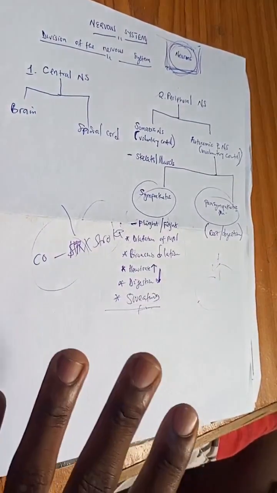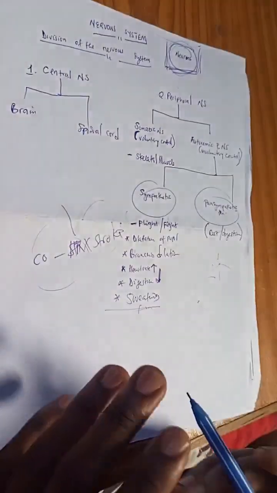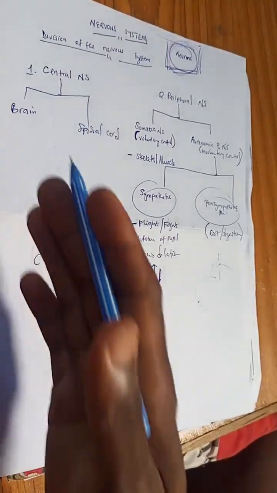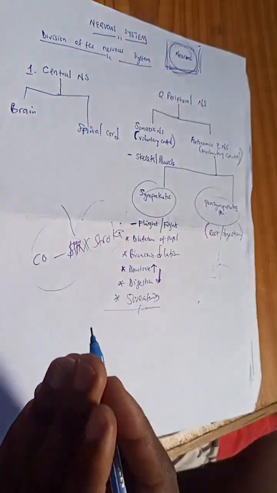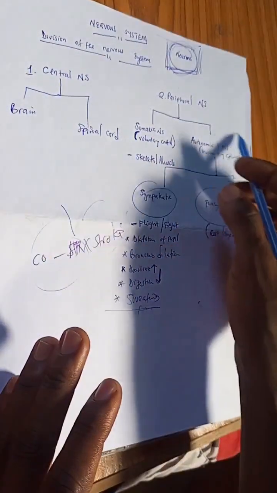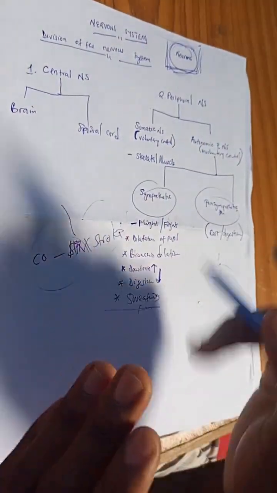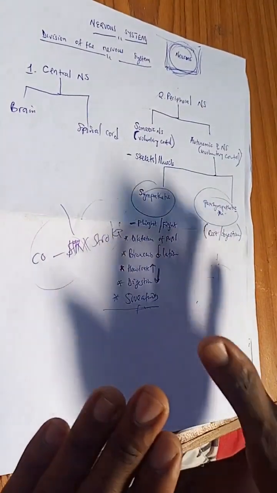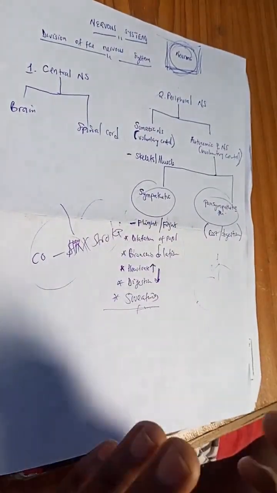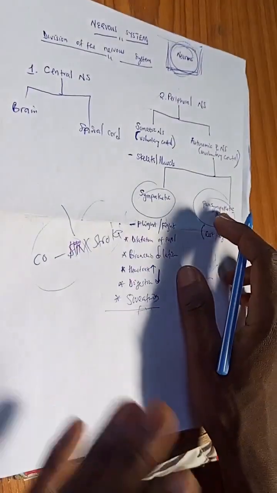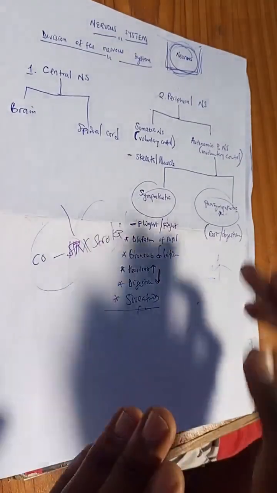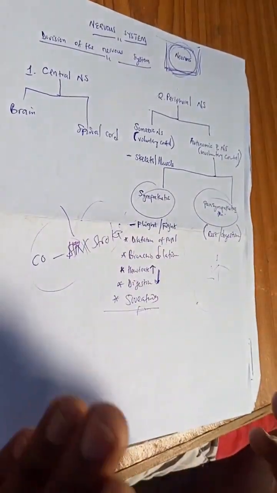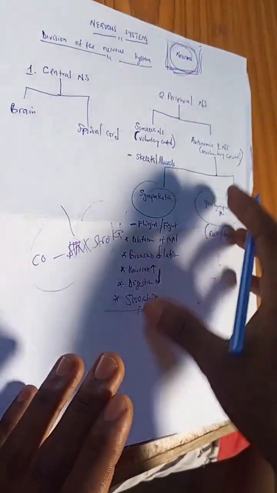Remember, we have the central nervous system, made of the brain and the spinal cord. The peripheral nervous system is made of the somatic nervous system and the autonomic nervous system. Somatic, you have voluntary control over it, which is the skeletal muscle. Autonomic peripheral nervous system, you don't have control over it. We have the sympathetic and parasympathetic. Sympathetic, fight or flight. Parasympathetic, rest and digest.